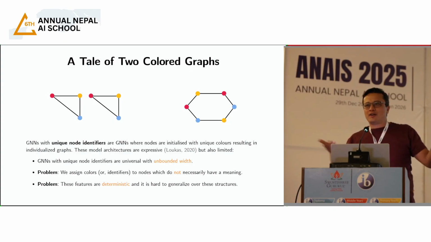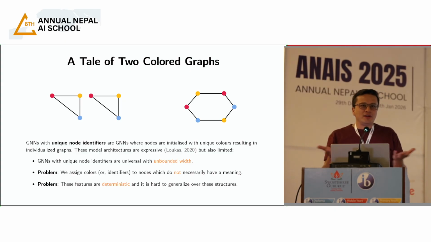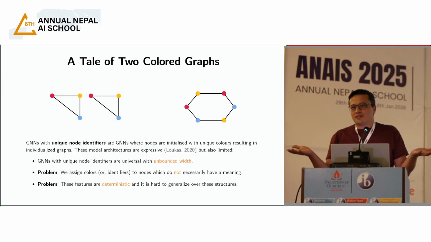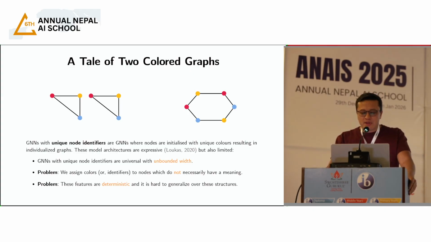And so if you try to generalize over such a model, it will fail miserably because there is no property that you can generalize over, right? You're just putting some IDs. And it's also hard to generalize over these kinds of deterministic hard-coded features.